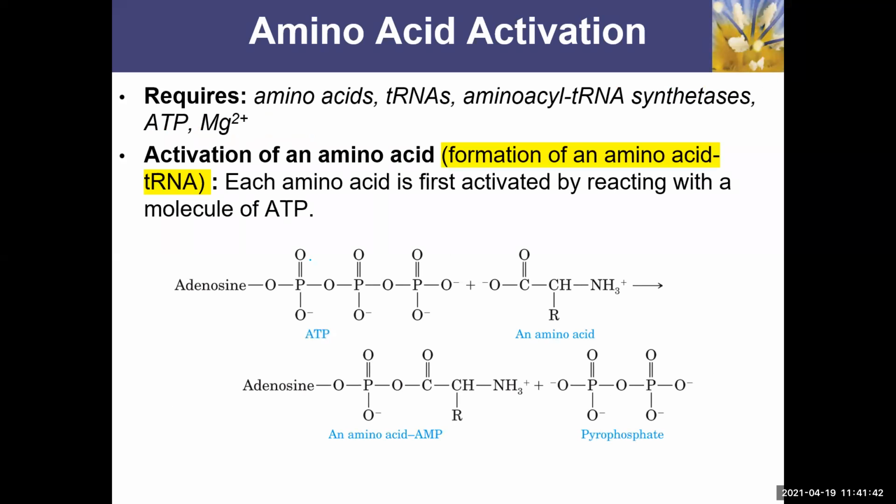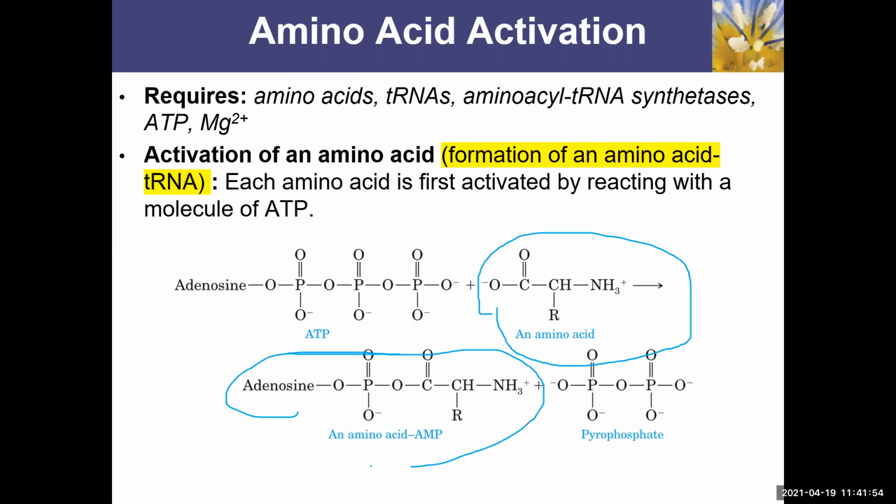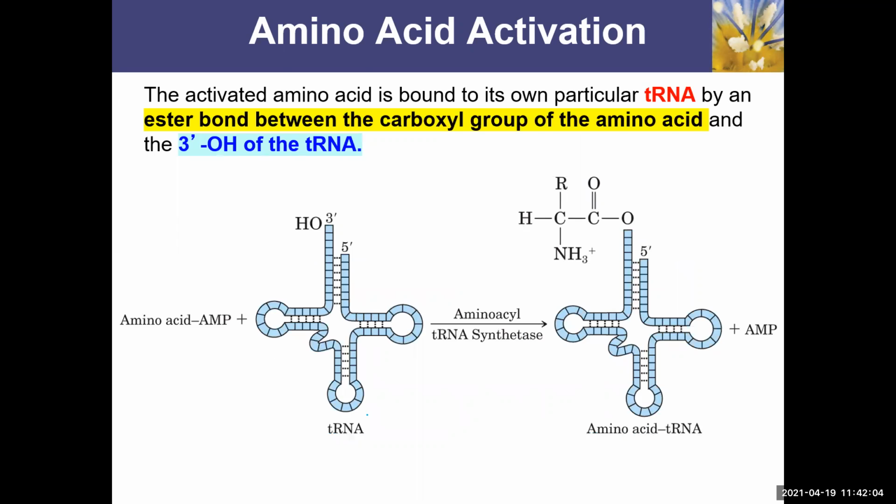The first process is charging of the amino acid, or activation of the amino acid, wherein we have an amino acid, it binds to the ATP and it is activated first. As you can see here, the activated amino acid. So once we have the activated amino acid, then what happens? The next step is basically the charging of the tRNA.